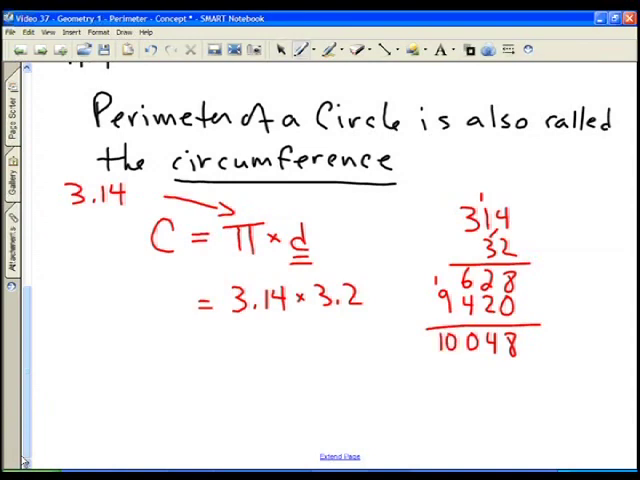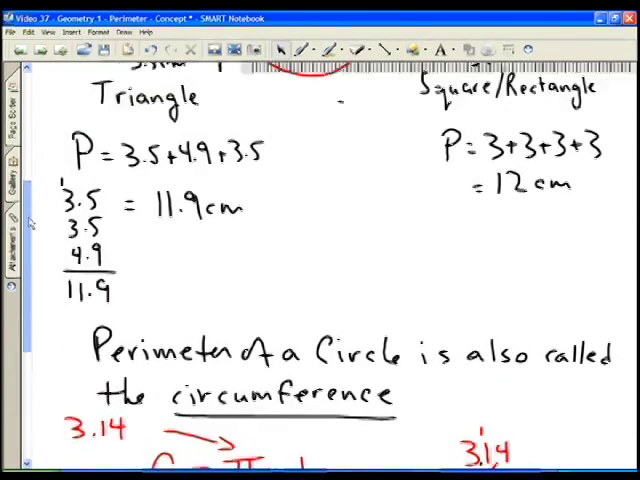And remember that we had 2 decimals here and 1 decimal here, so we had 3 decimals in our question. And so we need 1, 2, 3 decimals in our answer. And so the circumference then is equal to 10.048 centimeters. And notice that we've measured in centimeters, so all of our perimeters are also measured in centimeters.